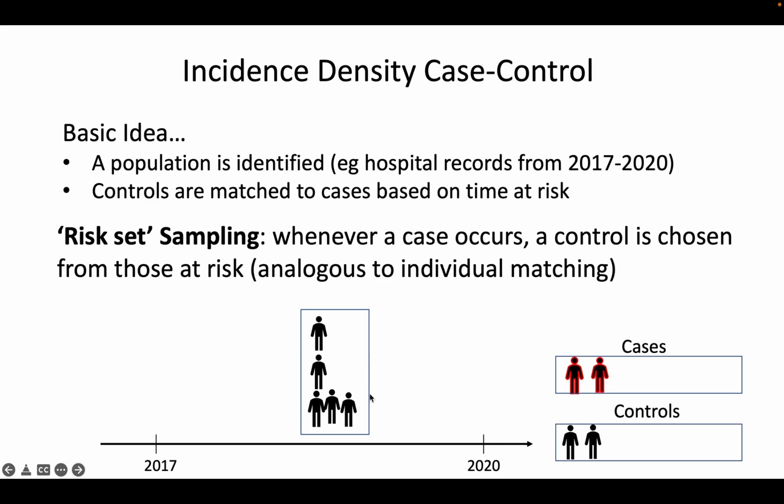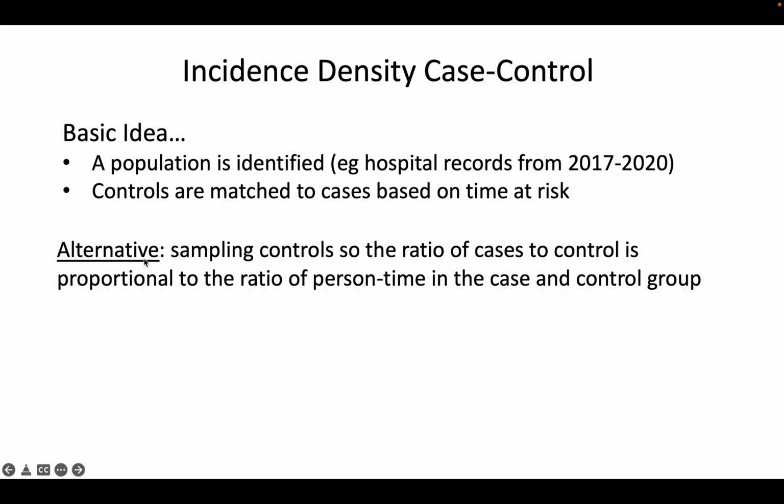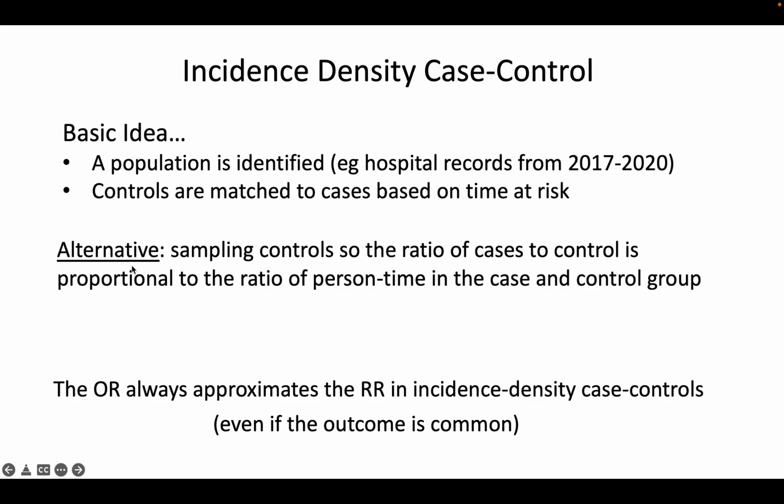So this is a way to ensure that with risk set sampling, but you can also do that just by making sure the proportion is equivalent. And when you do it this way, when you use incidence density, the odds ratio always estimates the relative risk. That's great, because that's kind of our goal with odds ratios, and that is the case even if the outcome's common.